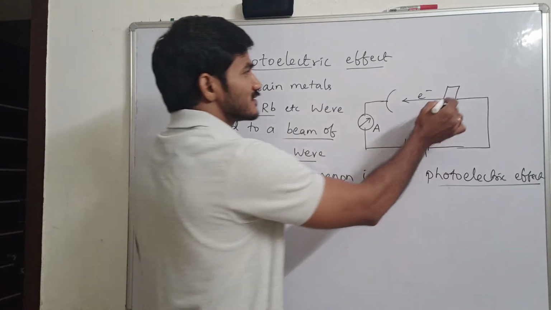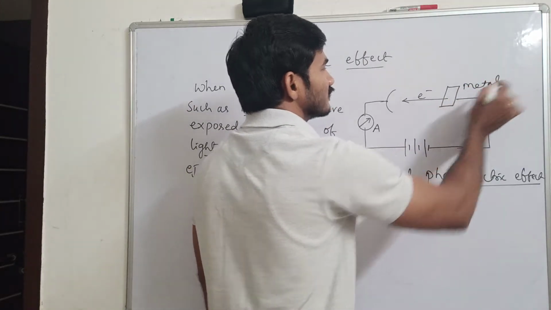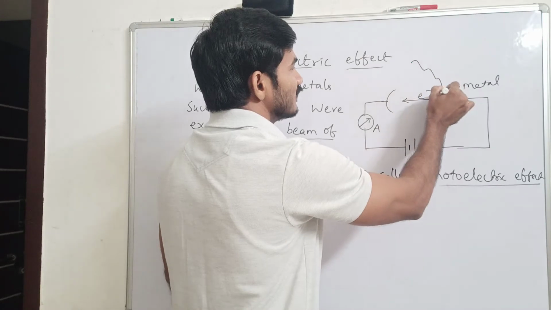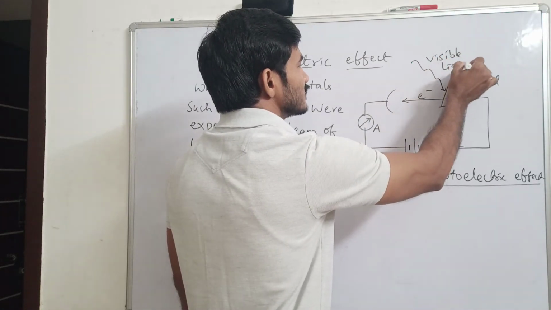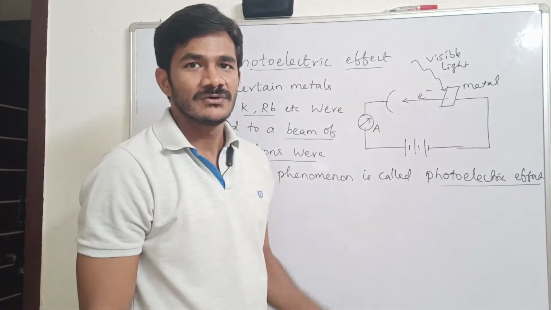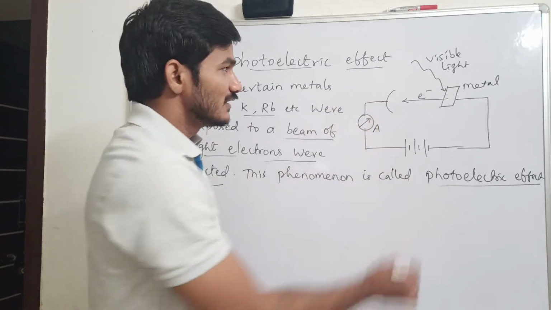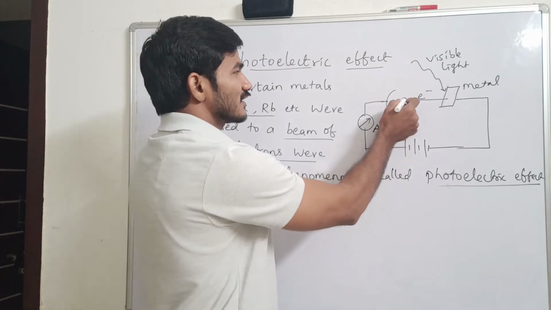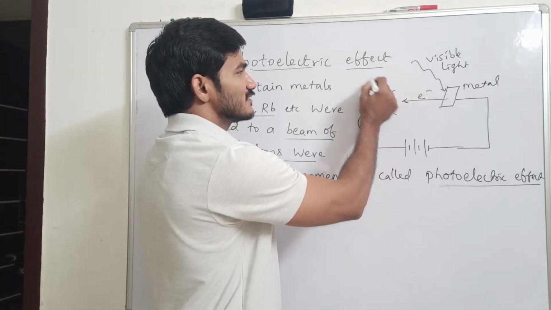Let us assume this is a metal surface. If visible light of certain frequency is allowed to hit the metallic surface, electrons are coming out. These electrons which are coming out from the metal surface are identified by a detector. This is a detector.